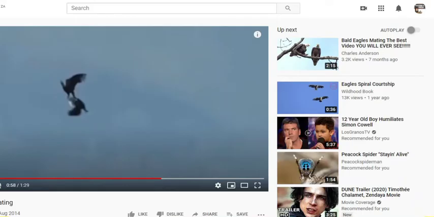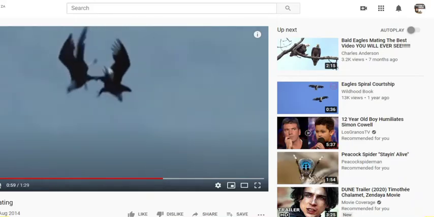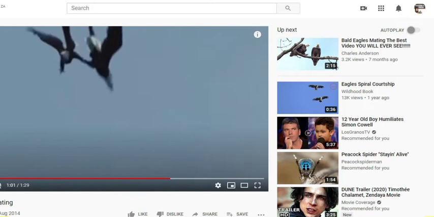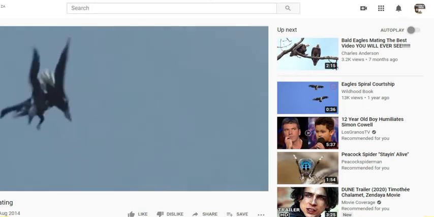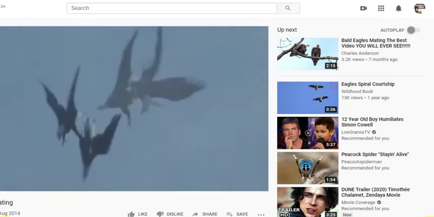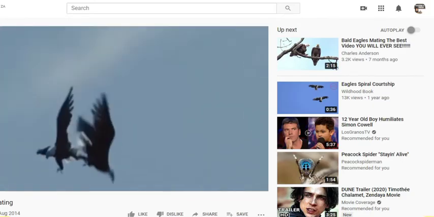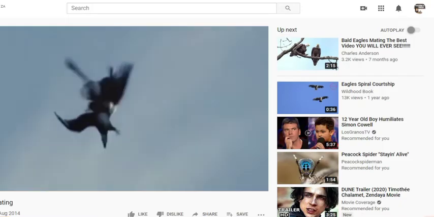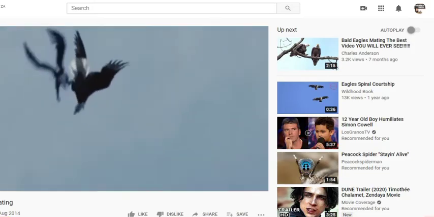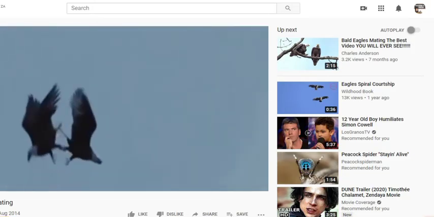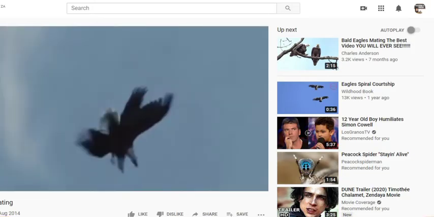Then the death spiral of the bald eagle. It's happened that they've actually plummeted to their death with their talons locked like that. They weren't able to unlock before they reached the ground. Sometimes they do it very last minute. But I mean, look at how impressive that is.